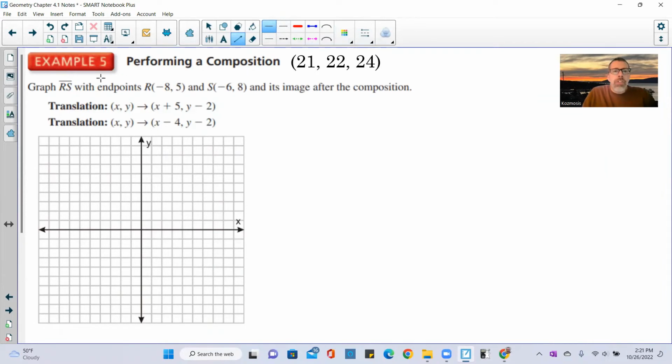Example 5 is performing a composition. It says to graph segment RS with endpoints R at -8, 5. So I'm going to plot the points first. And let me use red for my pre-image. So R is -8, 5: left 8, up 5. There is -8, 5, and that is R. S is -6, 8: left 6, up 8. So here is S. I will connect those with a straight segment.